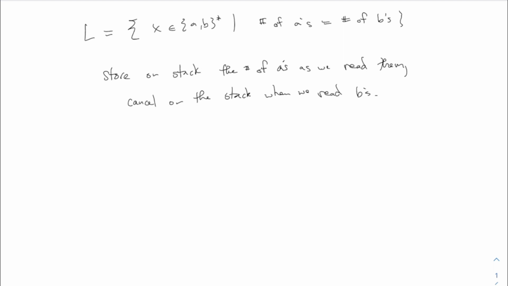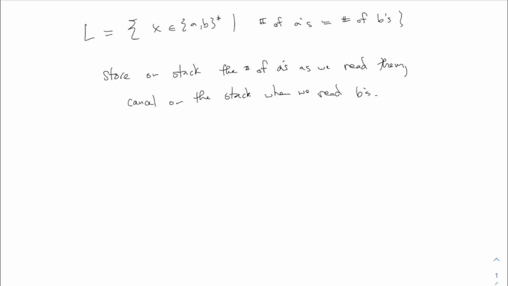There is one big problem with this approach. Anybody see a problem with this? The idea is every time you read an a, you add something onto the stack. I'll call it an X because I usually call it an X. And then every time you read a b, you cancel an X off of the stack. What's the problem with that? Something like a, b, b, a. The second b wouldn't be able to pop off whatever the a put on.